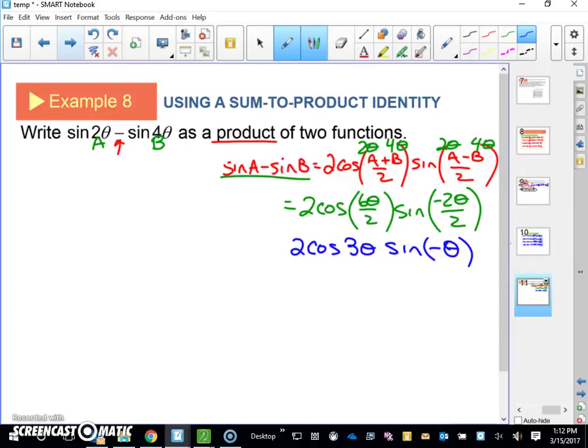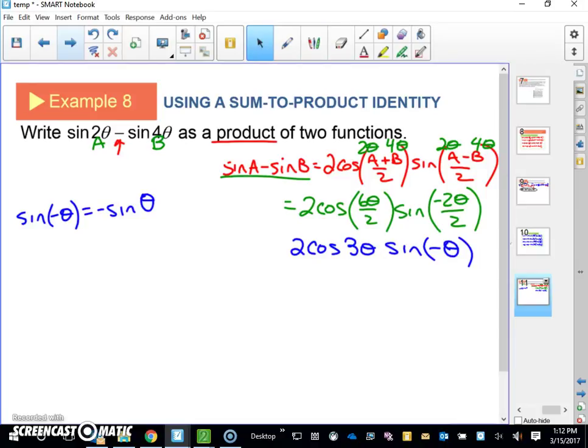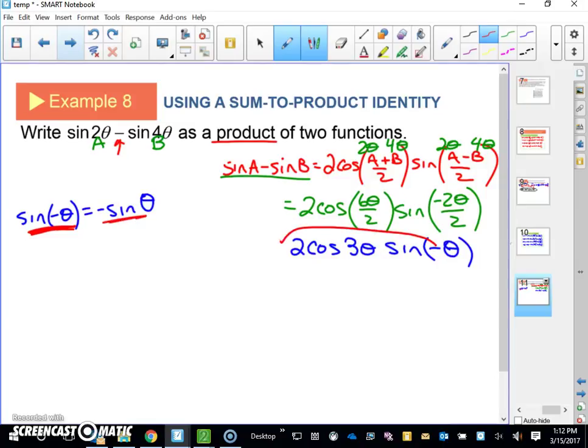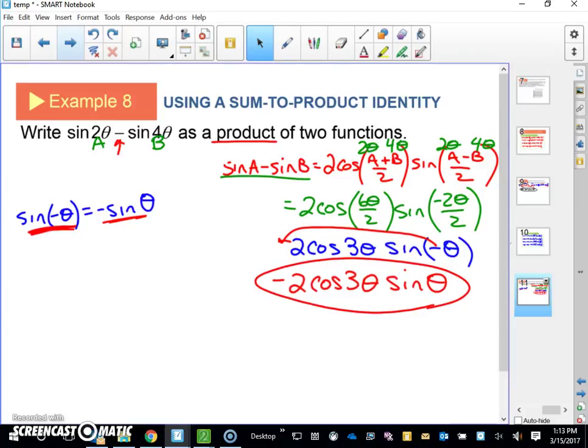Now, it's a little bit weird to have that negative in there, that negative angle. And so remember one of the negative angle identities, or the fact that sine is odd. Remember what that allows me to do with that negative. It allows me to pull that negative out. And so since sine of negative theta is equal to negative sine theta, what I'm allowed to do is take this negative and just pull it away. And so what I would say is negative 2 cosine 3 theta times sine theta. And what we've done is we've just written a difference as a product. So we went from a sum to a product.